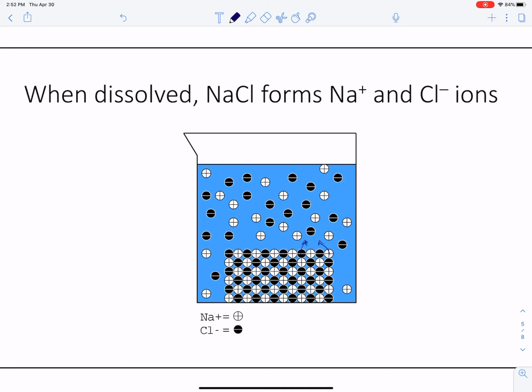So now then, because we have positive and negative ions in solution, when you have ions in solution, and by solution I mean something that is a homogeneous mixture with something dissolved in it, when ions are in solution, we have something called an electrolyte solution.